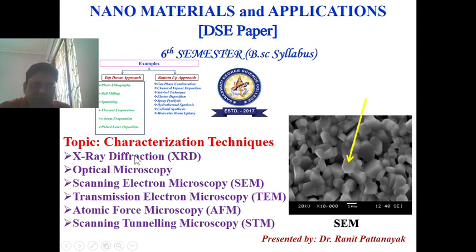From today's class, we are going to start discussing characterization techniques. These are the characterization techniques in your syllabus: X-ray diffraction, optical microscopy, scanning electron microscopy, transmission electron microscopy, atomic force microscopy, and scanning tunneling microscopy. Except XRD, these 5 microscopy techniques are used to determine the surface morphology or surface topography of the sample. So what is the geometry of the sample near the surface?